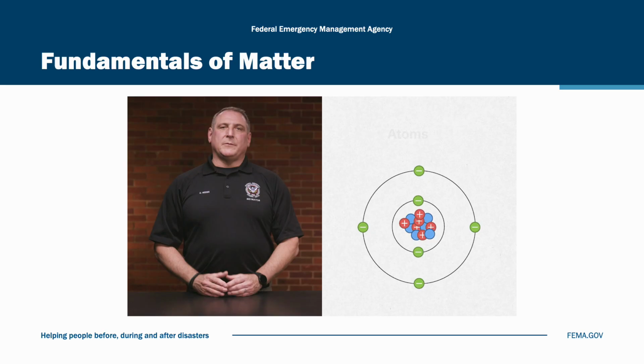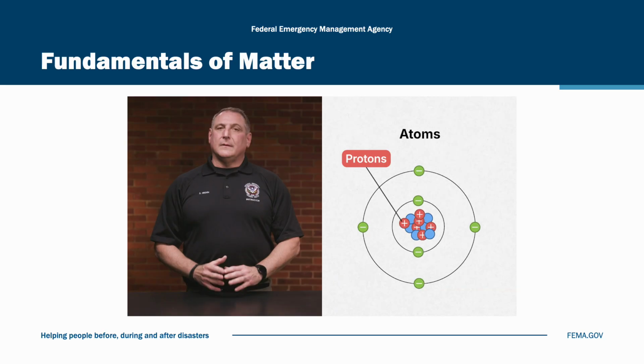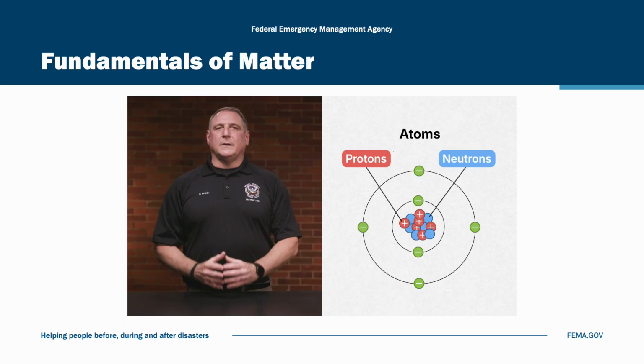Everything in our world is made up of atoms. They're the simplest form of matter. Atoms contain a positive charge in the nucleus called a proton. The nucleus can also contain neutral particles called neutrons. Neutrons help keep the protons together in the nucleus because their positive charges repel one another.